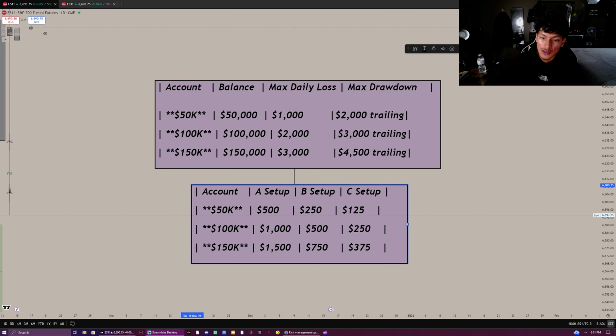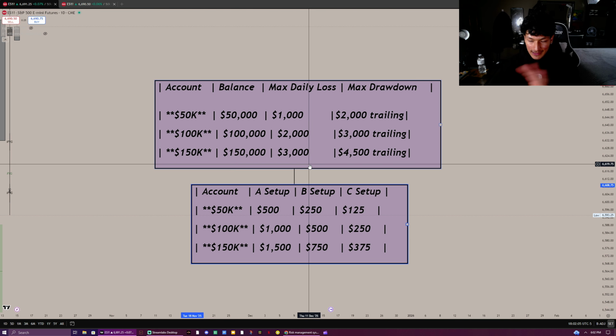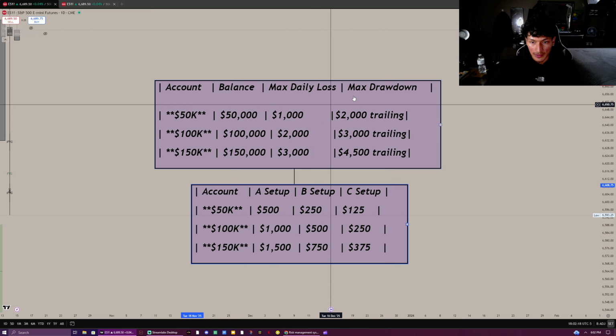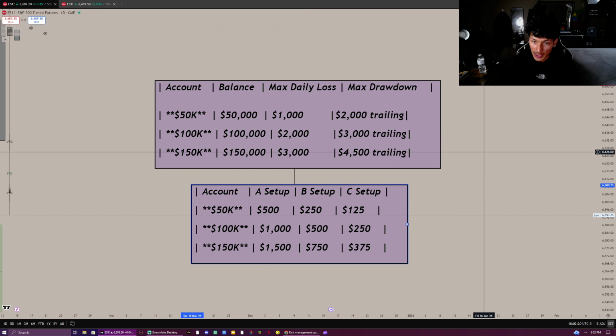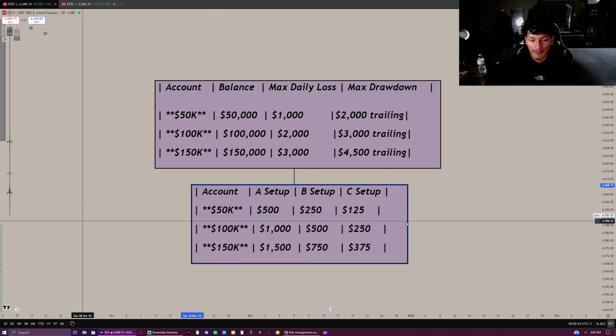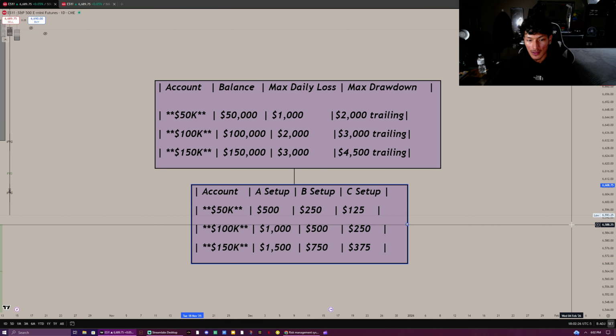All right, so moving on to the topic of today's video, risk management. So I cooked up a bit of a strategy here, or a setup here for my risk management, how I approach it. All these accounts are TopStep accounts, 50K, 100K, 150K. You have your max daily loss limit for each account, and then your max drawdown. And remember, these are trailing drawdowns, so these change the more money you make. And so how I set up my risk management is A, B, or C setup, right?